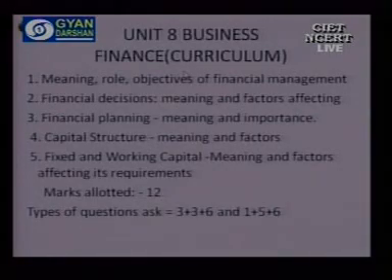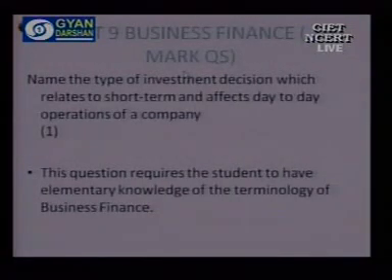So out of 12 marks, generally you will have a 6-mark question. Then you may have 1 3-mark or 2 3-mark questions, or 1 5-mark question, and a 1-mark question also might come. Then you can have short answer questions for 1 mark, like: name the type of investment decision which relates to short term and affects day-to-day operations of the company. Say, for example, such questions.